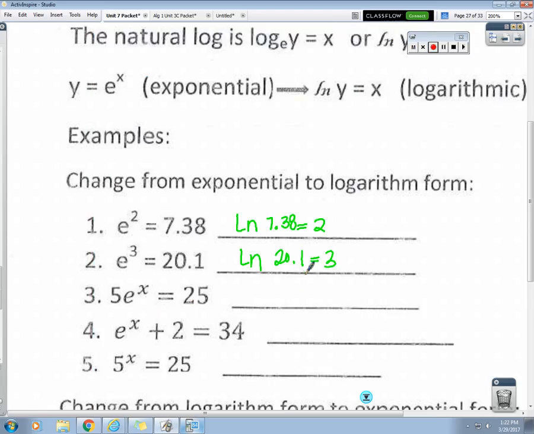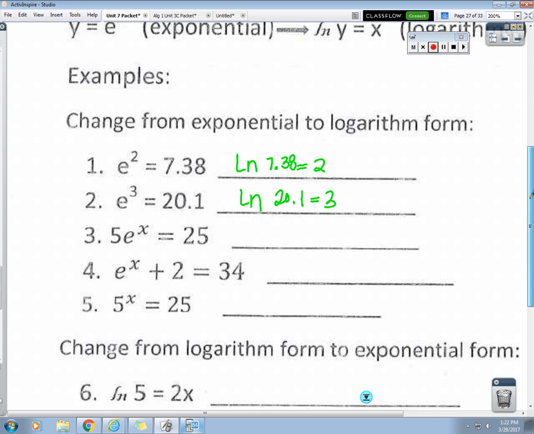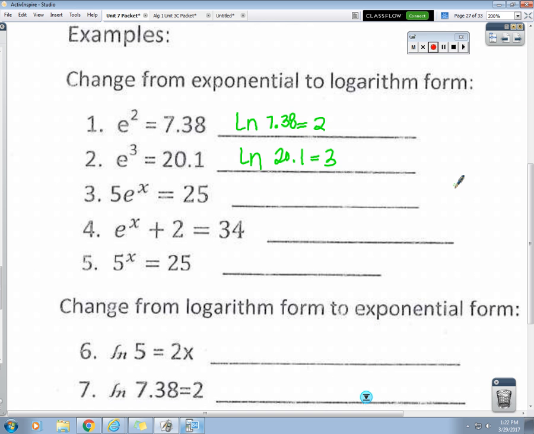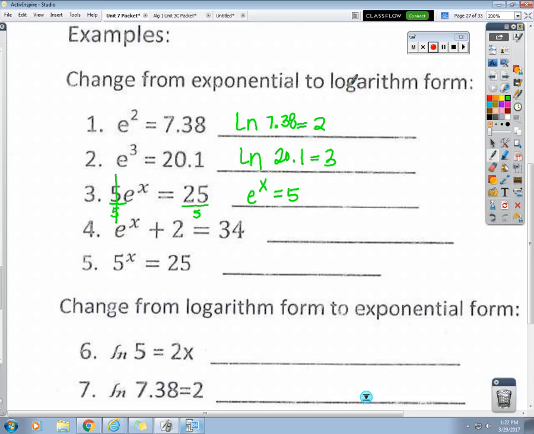Okay, so for number 3, before we can rearrange it into log form, what do you think we should do first? Right, remove this 5 by dividing by it on both sides. So e to the x equals 5, but that's still an exponential form, and our goal is to get it in logarithm form. So in logarithm form, you have to write log, but since the base was e, you write ln for natural log. ln of what?